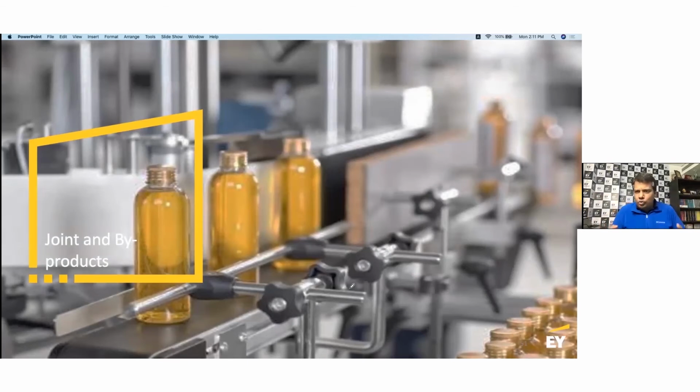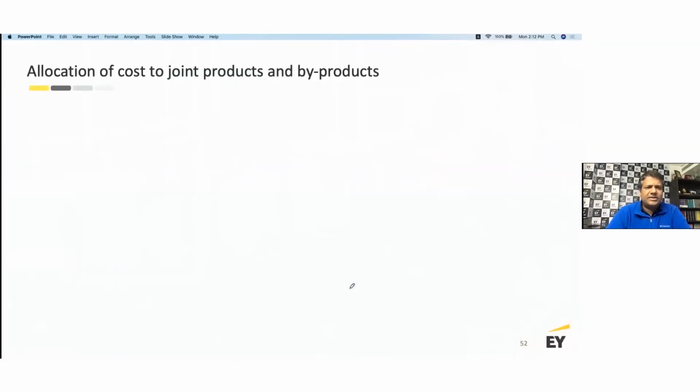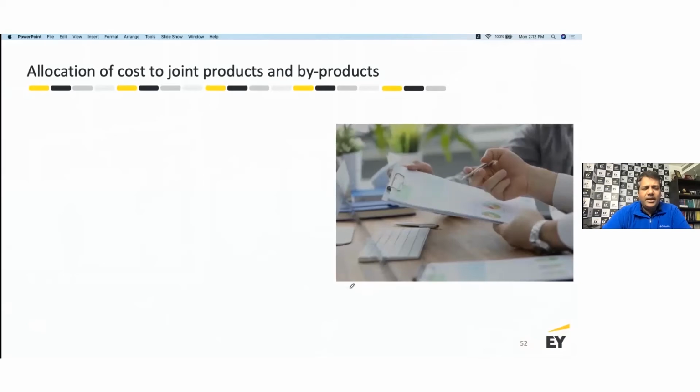There are multiple outputs which you actually receive, and if there are byproducts which by nature are immaterial in value, what is the principle we normally follow? Let's just try and understand the principle, and then we will follow this with the help of an example.